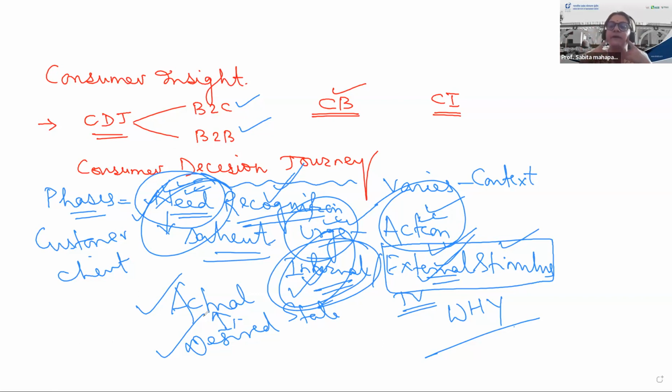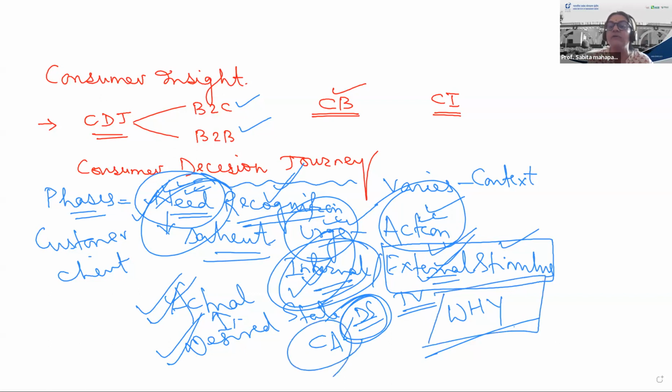So if I'm happy with my dusky skin, I don't want to be fair. Why? Because if you feel as a customer A, the actual state is dusky skin, the desired state, I'm happy with my dusky skin. Here, you cannot trigger with the external stimuli, not possible. Even if you do, it will be a waste. Why? Because you need to understand why this customer A is not interested to improve the color of the skin.